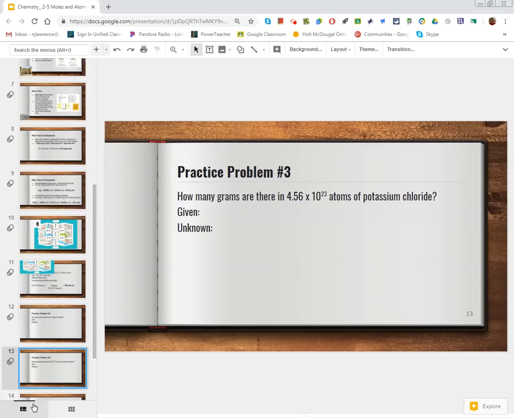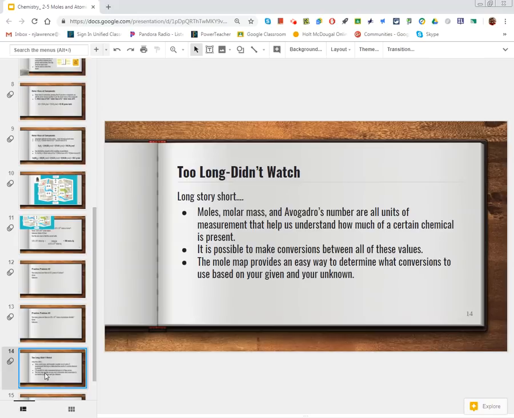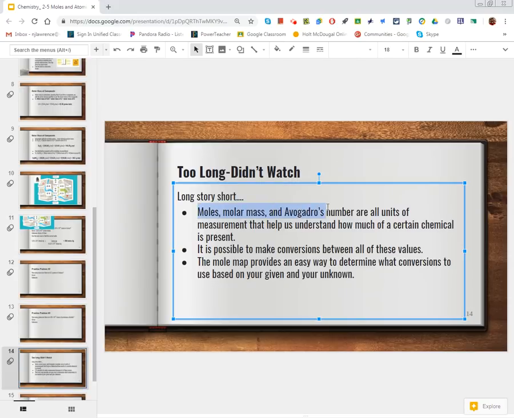So as we wrap this up, I hope you understand now that a mole is just a number that represents an amount, or it could also be a mass that represents an amount. The molar mass is the mass of 1 mole of any compound or element. Avogadro's number is 6.022 times 10 to the 23. But all of these are just a way to understand how much of a certain chemical or element we have. We see that it's possible to convert between all these values, and our mole map makes it very easy to go where we're going based upon what number we started with.